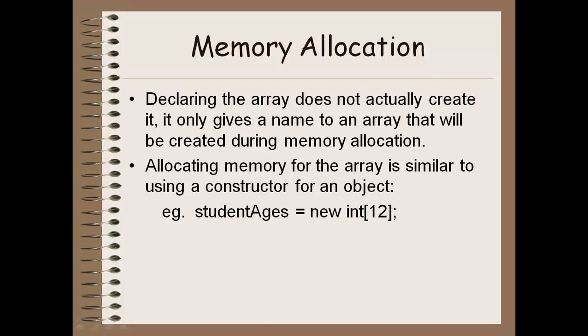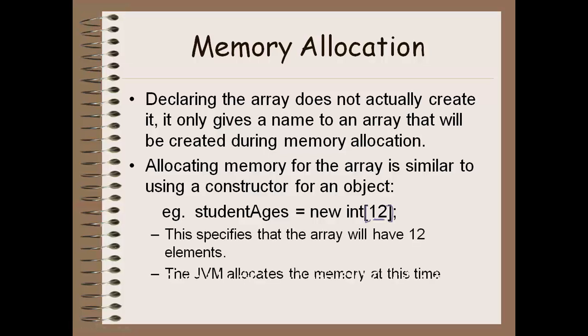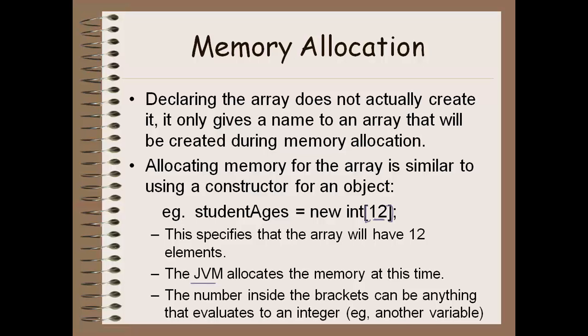And when I do it, inside the square brackets here, I have to provide an integer value representing the number of elements that are going to be in my array. I could hardcode this as an actual number, or I could provide this as a variable, as long as that variable is going to be evaluated as an integer. So this particular example means I'm going to have 12 elements, and at this point in time the Java virtual machine is going to set aside the memory so I can store the information. Okay? And as I said, the number inside the brackets can be a number or any other variable that evaluates back to an integer number.